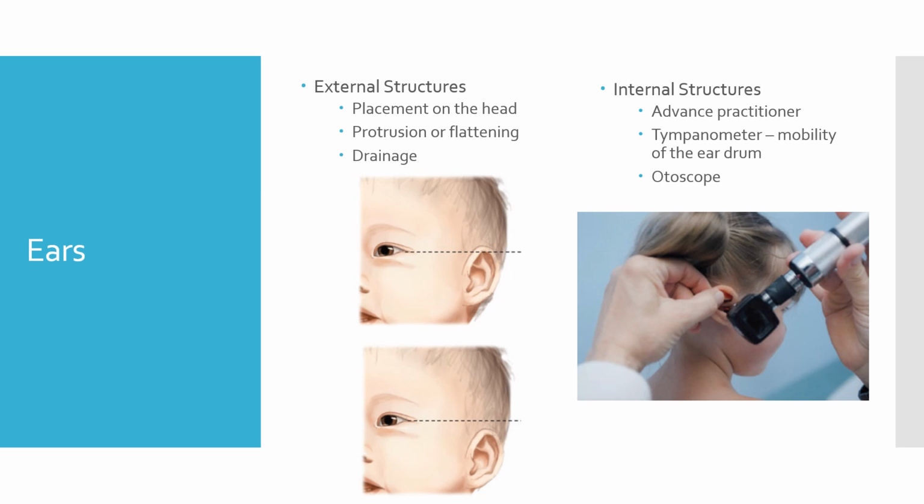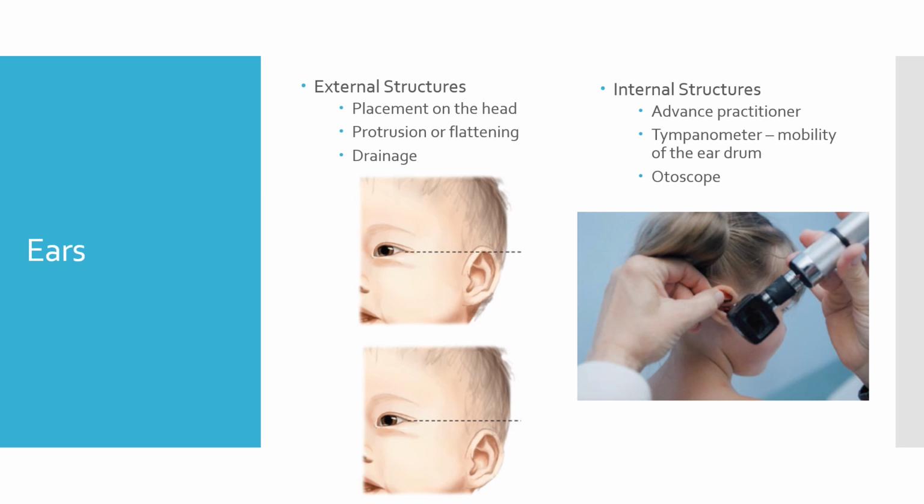So ears are the same concept, with external structures and internal structures. When we're looking at external, where's the placement on the head? Lower ears from the eyes could be considered some type of developmental delay. Are they protruding from the head, or are they flat up against the head? Do you see any drainage? And then we're looking at that drainage, odor, color, consistency, things like that.